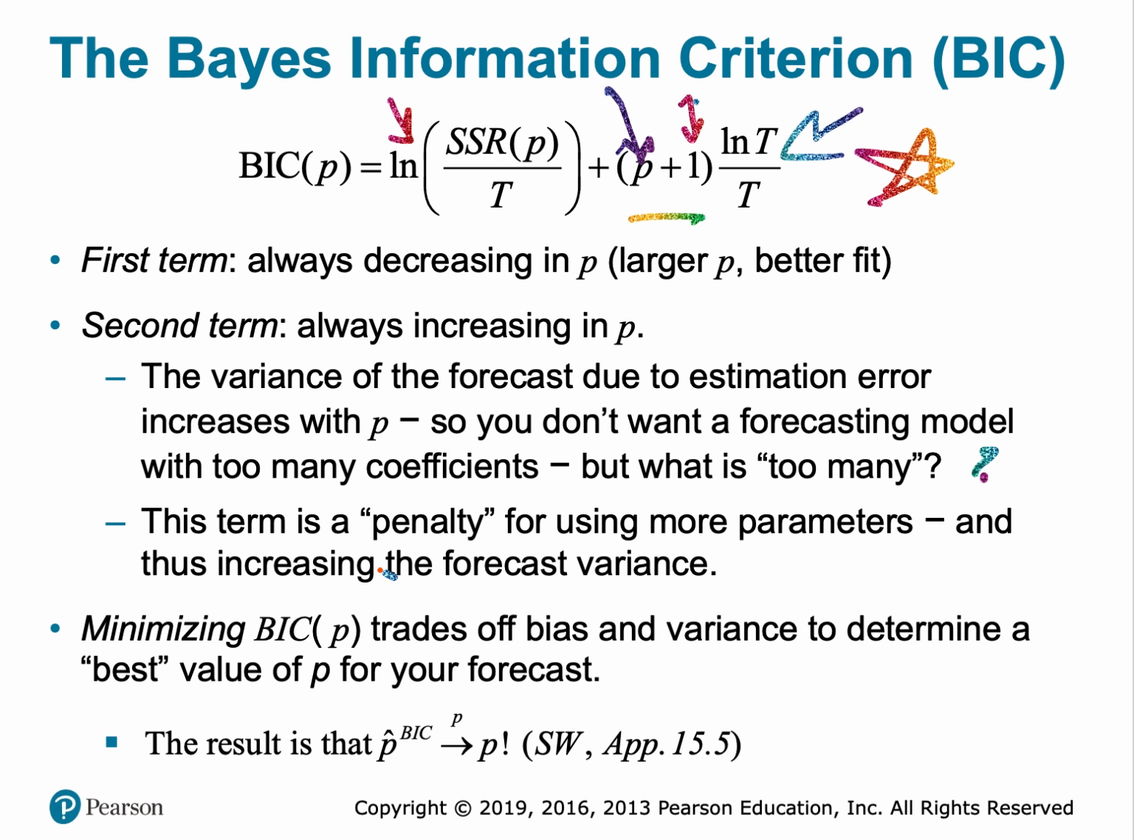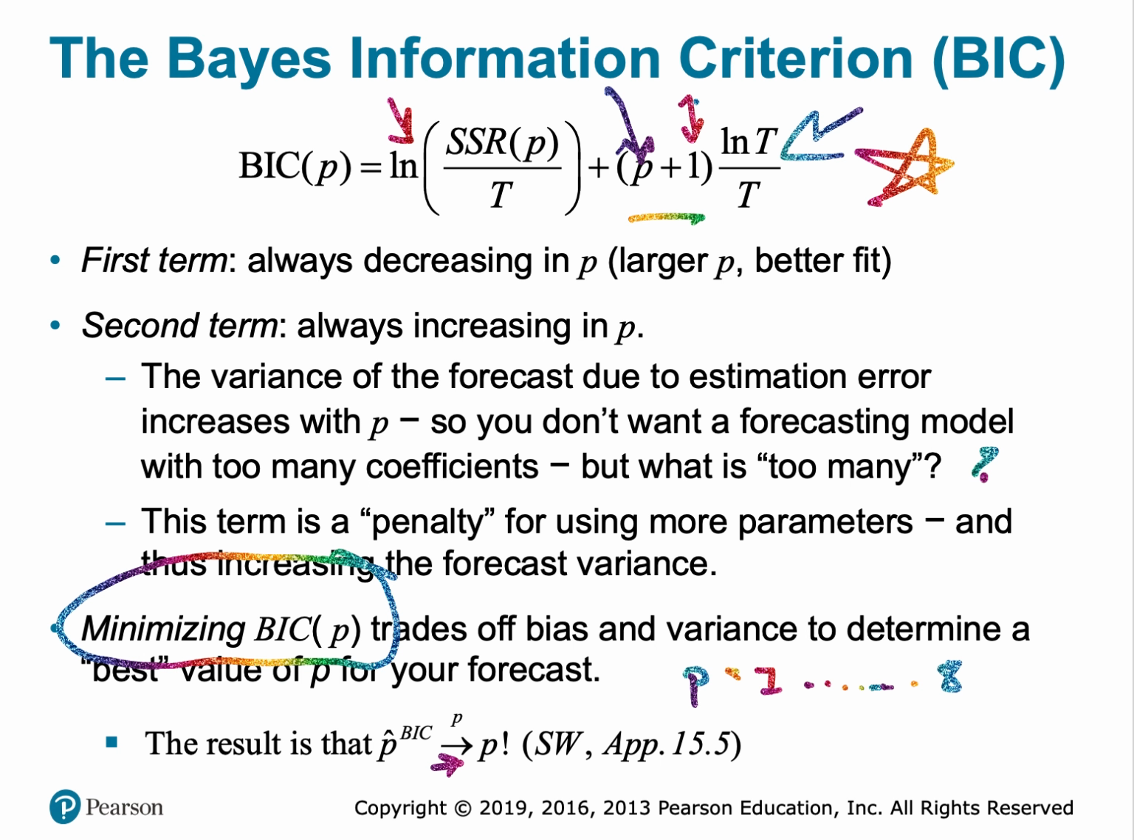Now, minimizing BIC trades off bias and variance to determine a best value of P. So the result of using this information criterion is that the estimated value using BIC converges in probability to the true value of P. So in practice, how do we use this? We would estimate a number of models. We would estimate a model with P equals 1 all the way through, for example, 8, and we would choose the model that has the lowest BIC.